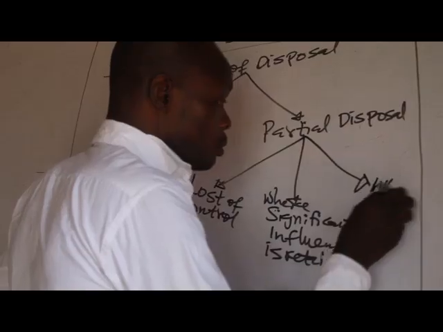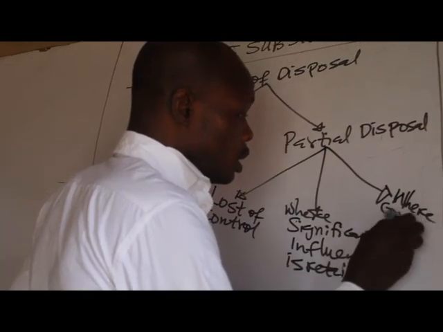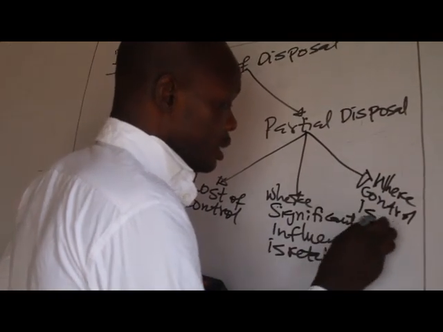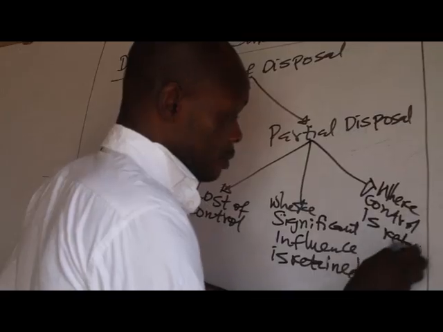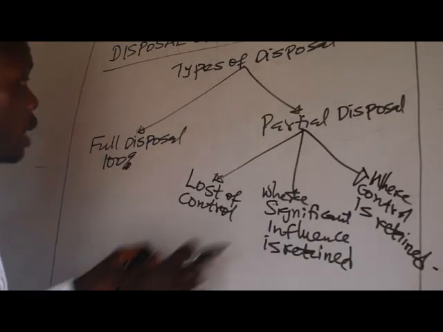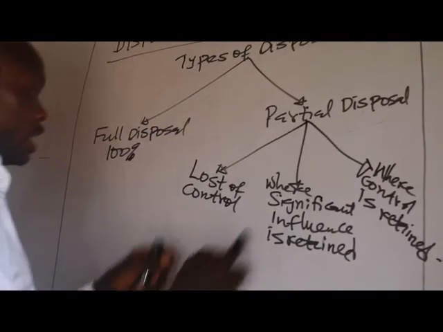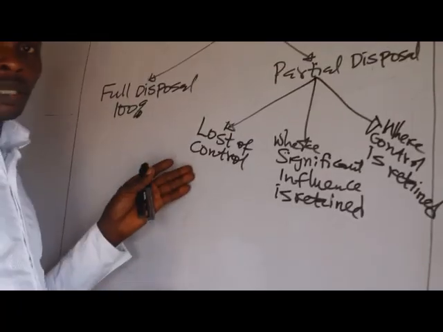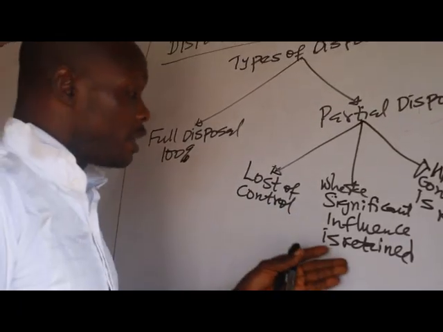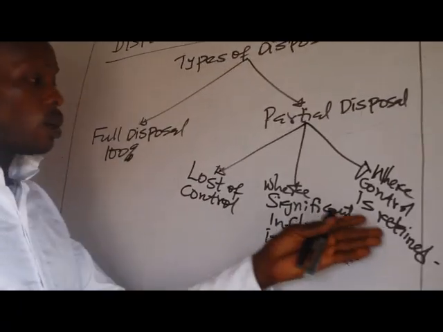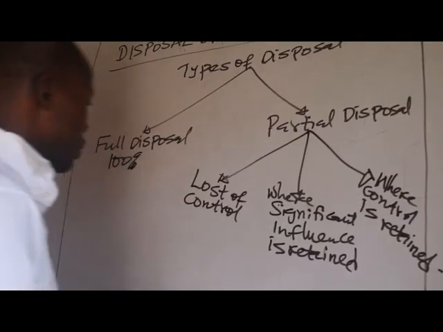So we are going to categorize this partial disposal into three: where control is lost, where significant influence is retained, and where control is retained.